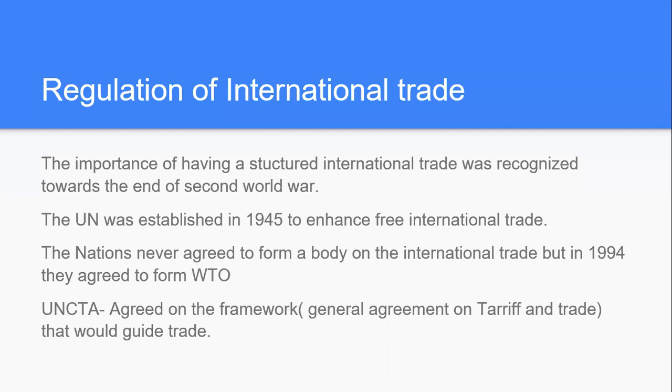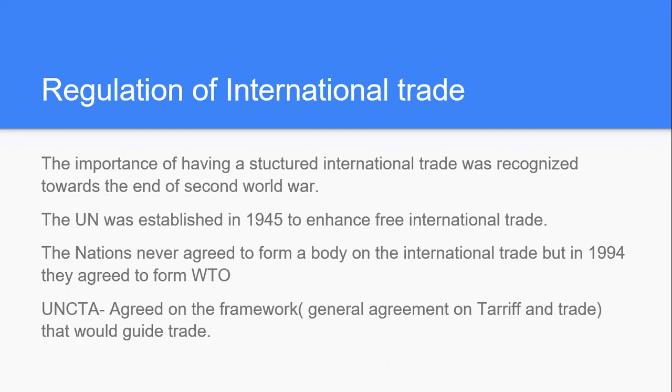Now, the United Nations, the UN, was established in 1945 basically to enhance free international trade. You know, World War II ended in 1945, and that's the year the UN was established to enhance free international trade.